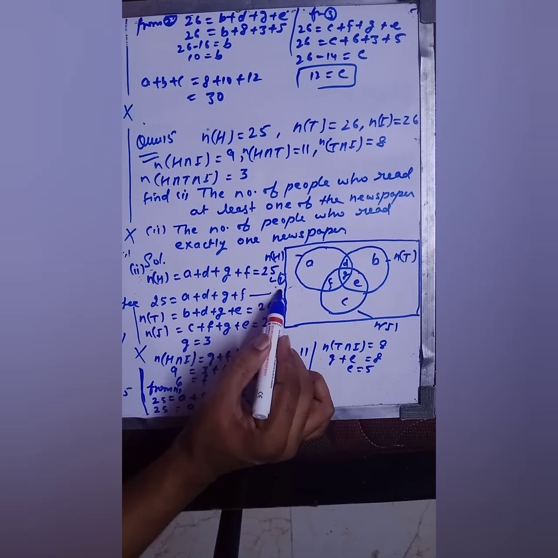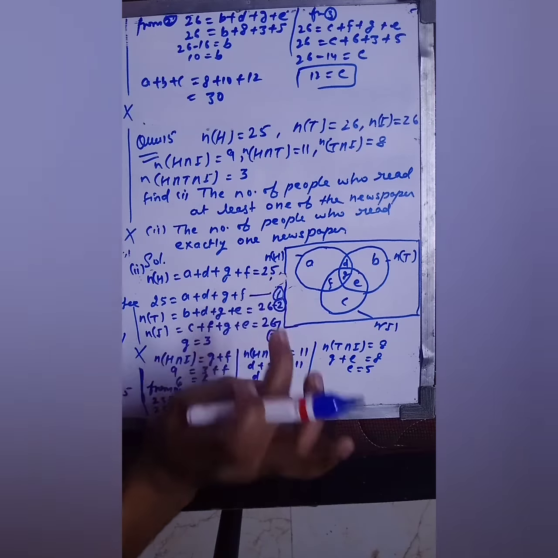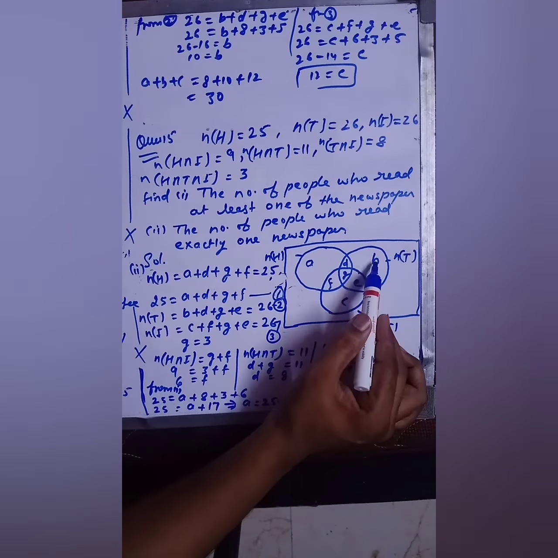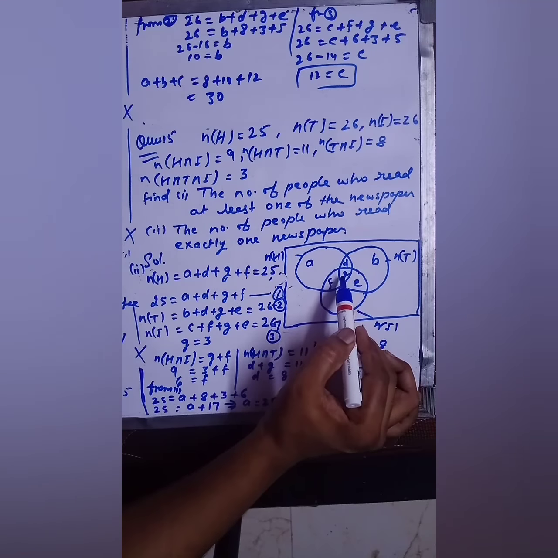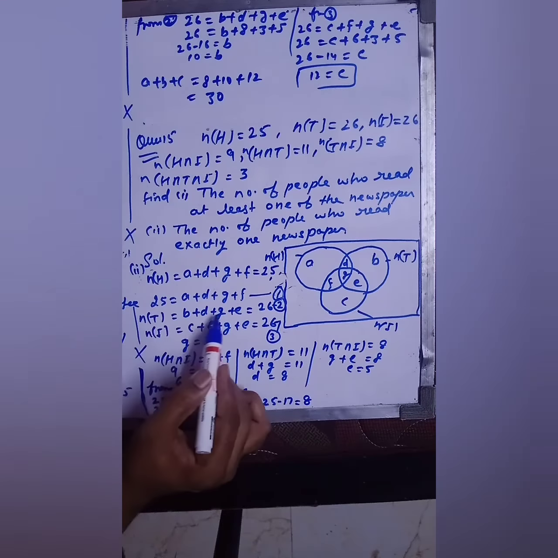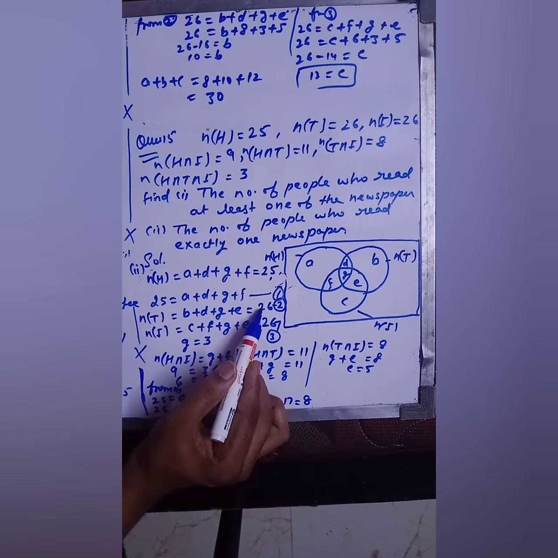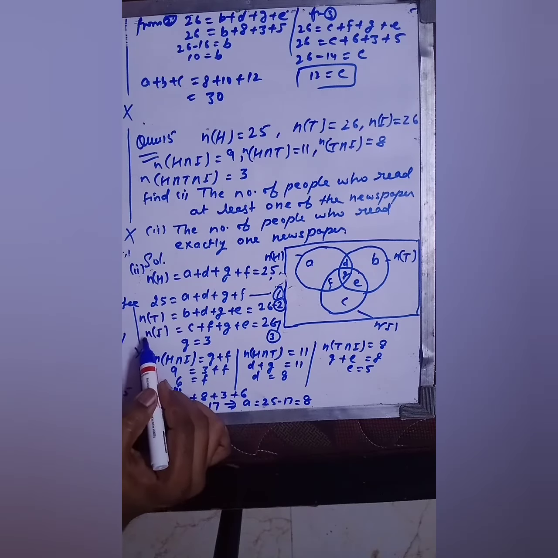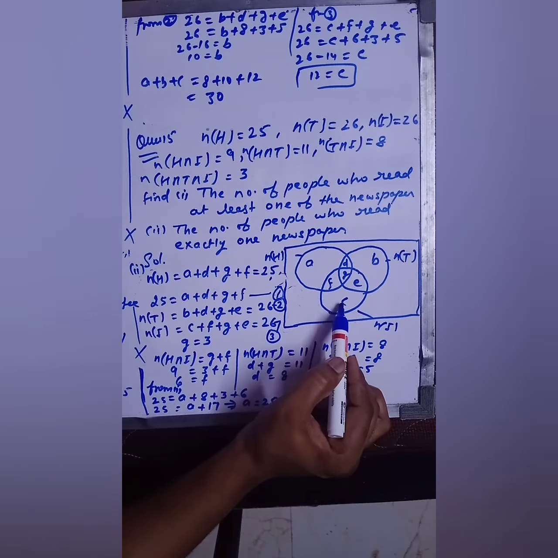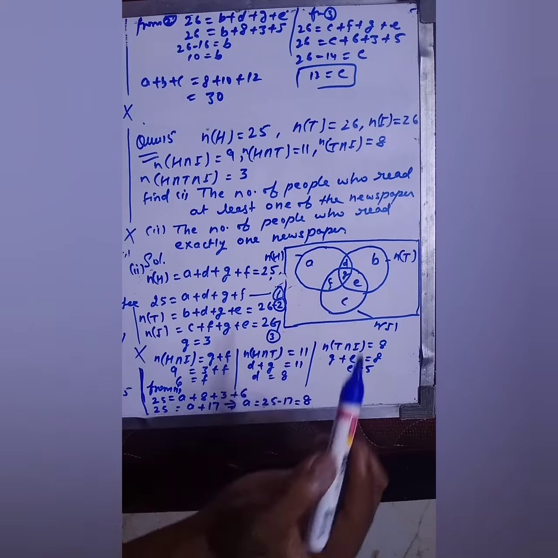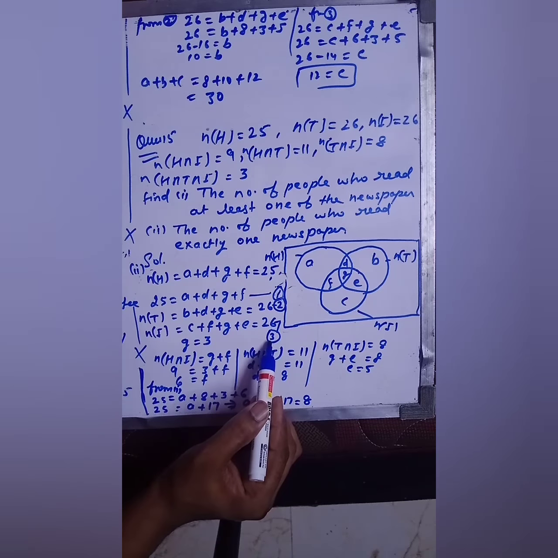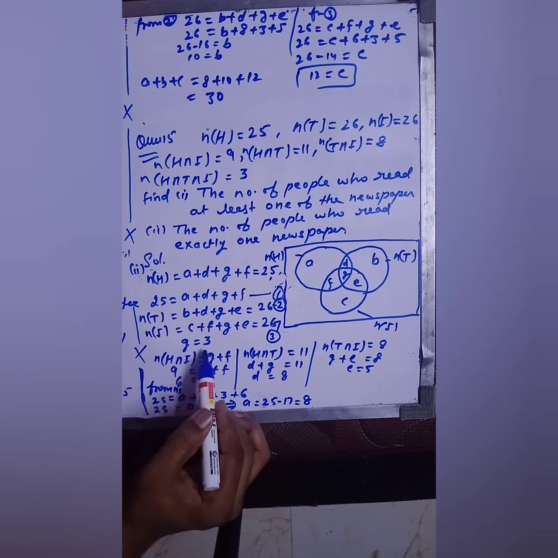This is your equation number 1. Similarly, n(T) will be B plus D plus G plus E. The value of T is 26. So this is your second equation. And similarly n(I) means C plus F plus G plus E, and n(I) is given, which is 26. So this is your equation number 3. And the value of G is 3, which is given to us.